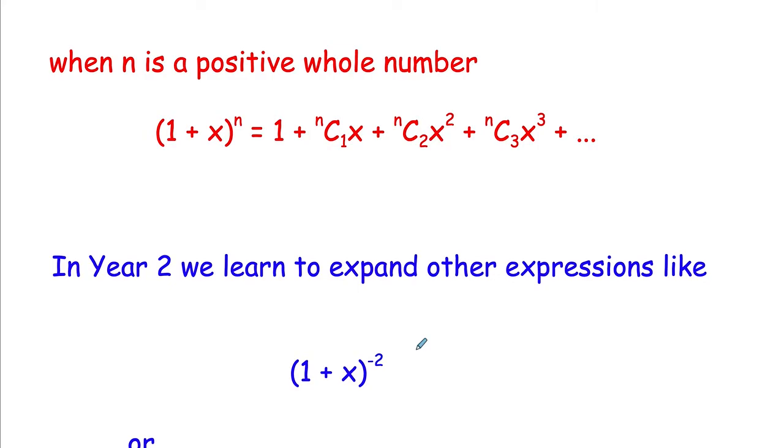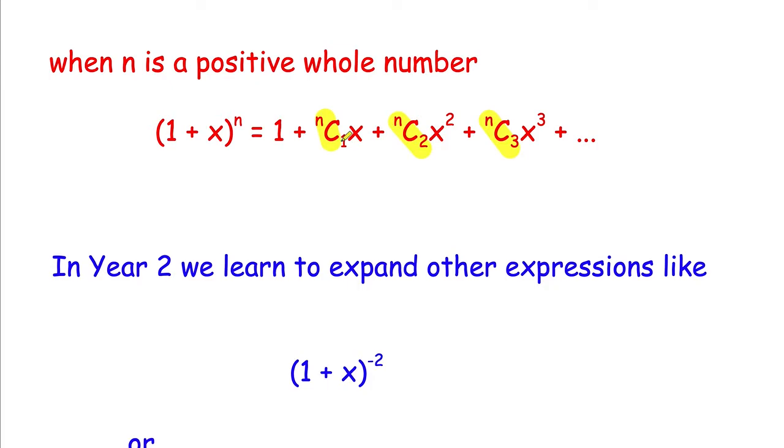Now the problem is when n is not a positive whole number, these values, the nCr part, we can't work out with the calculator. We can't do a half C1, a half C2. It doesn't work. If you try it on your calculator, you'll get an error. But that doesn't mean that the expansions don't exist. All that means is that we are going to have to work out the nCr part of the terms ourselves rather than relying on the nCr function of the calculator.